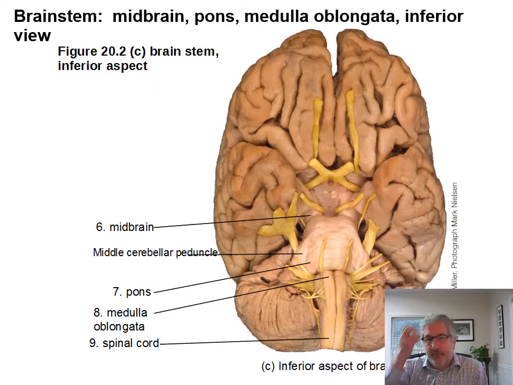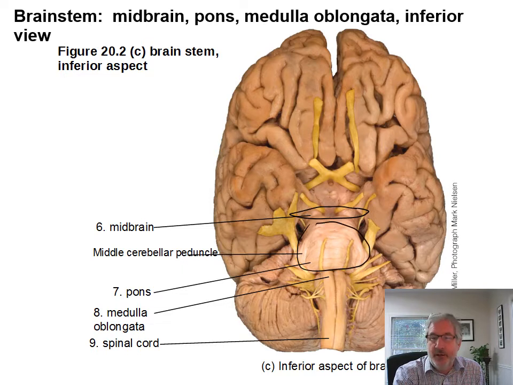Next slide. Here's a cadaver brain showing the same thing. You see the midbrain portion is about here. The pons is here, and you have the medulla oblongata here, and the spinal cord going down past that. Okay, next slide.